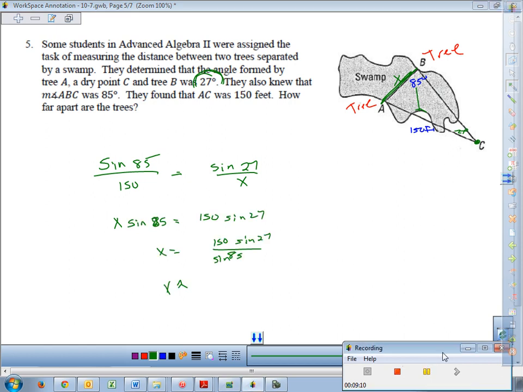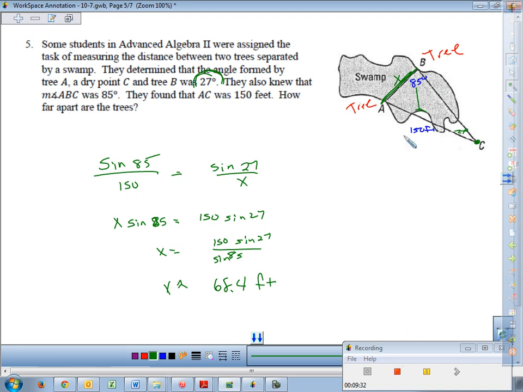What are we rounding to? Did they tell us? I always rounded to the nearest tenth, unless it was on the previous page. Did they say do it on all of them for hundredths? Flip back. Did they say all problems, 1 through 6 or whatever? They said 1 through 4. 1 through 4. All right, tenth. What'd you get? About 68.4 feet.